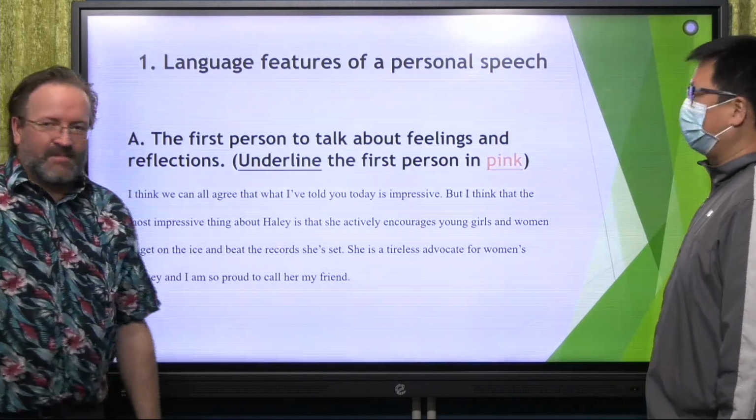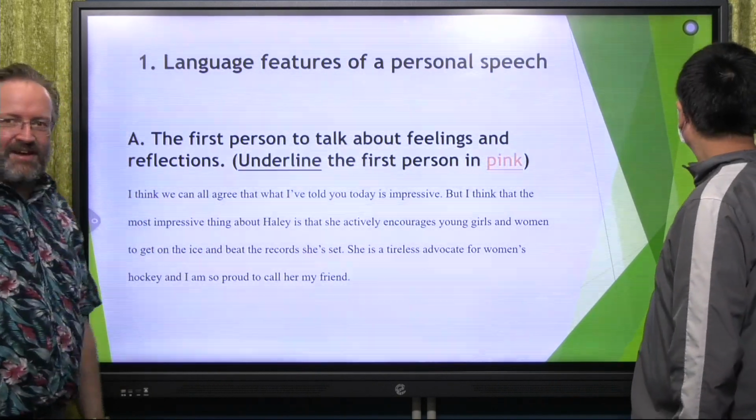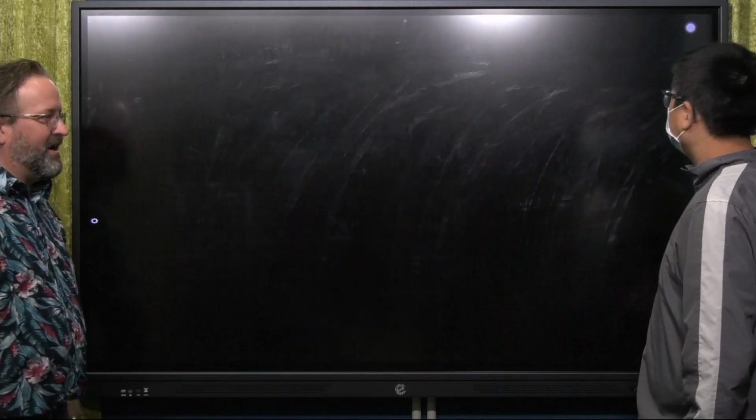From this paragraph, can you find out, you have to underline the first person in pink. So use pink. Look at this. What can we underline? Well, the very first word, I.